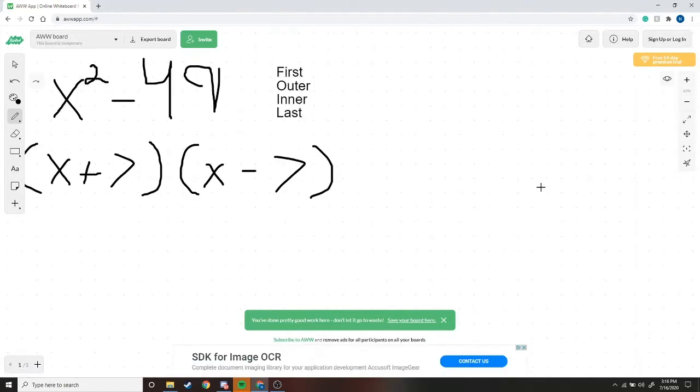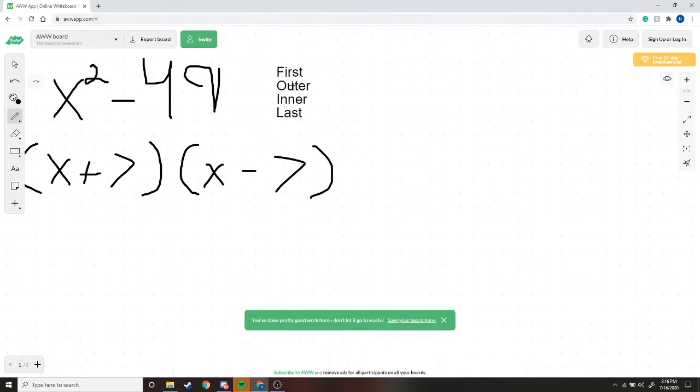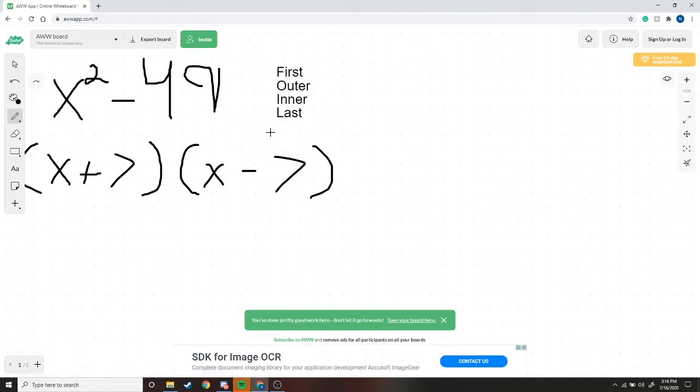We can check our answer by applying FOIL. FOIL helps us distribute two parentheses with two terms inside. FOIL is first, outer, inner, and last. This means that we're going to highlight the first term in both parentheses, which is x. We're going to multiply these two terms, so x times x is x squared.